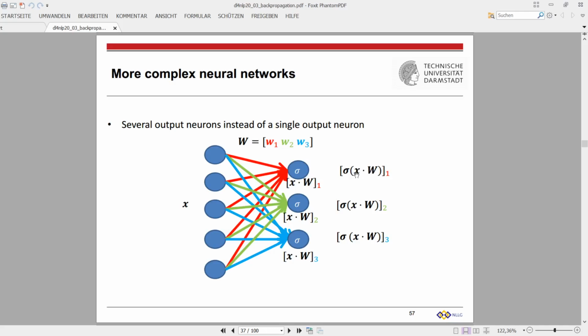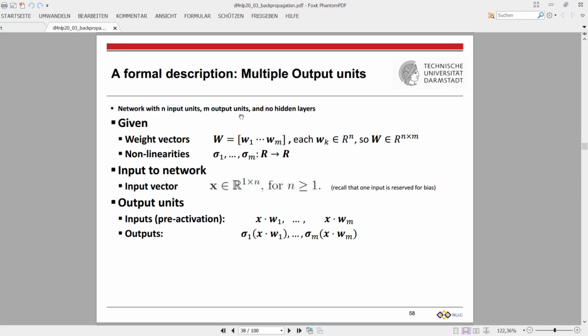So how we can abbreviate that mathematically is we take the linear product x times the matrix, a vector times a matrix. We apply the activation function. So this is a vector. We apply the activation function element-wise, and we take the first element of this vector, the second and the third, and this will be the output of the first, second, and third output unit respectively. So here you see it all together in one slide.